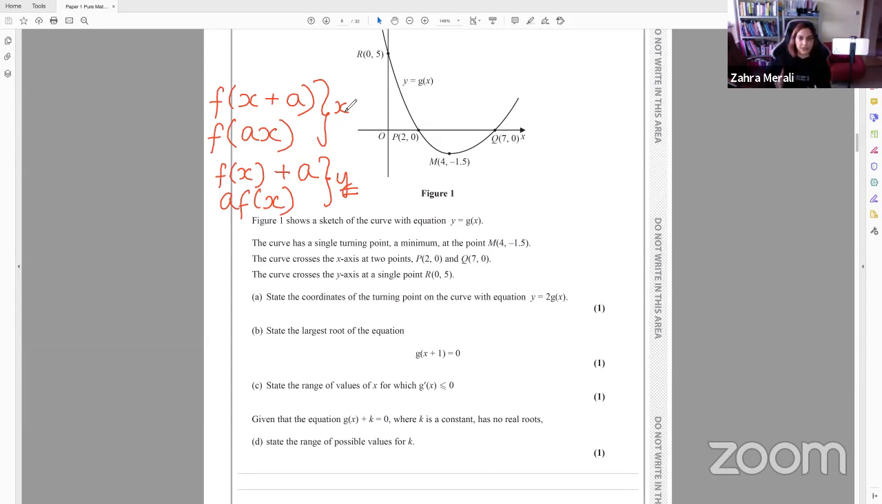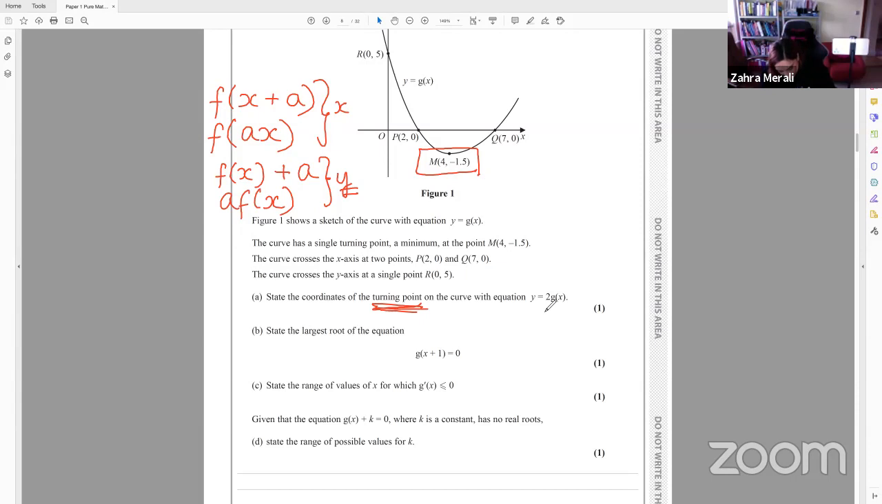So if we have a look here, we've got 2g(x). So what we want to do, it first says, write the coordinates of the turning point. So my turning point is here. So it's where the curve turns. So that's (4, -1.5).